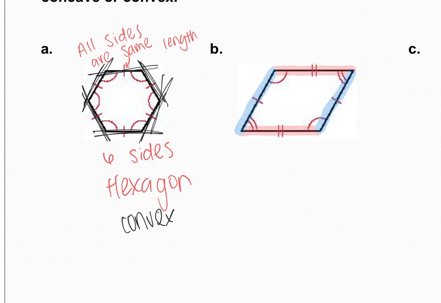Okay? This is what we call a parallelogram. Its opposite sides are the same length. You don't need to know that it's a parallelogram. All you need to know is how many sides it has. How many sides does this guy have? 4. So it's called a... Very good. So 4 sides. It's a quadrilateral.